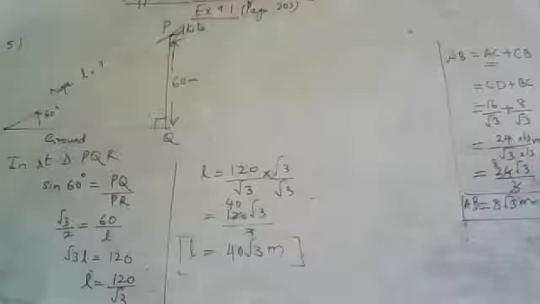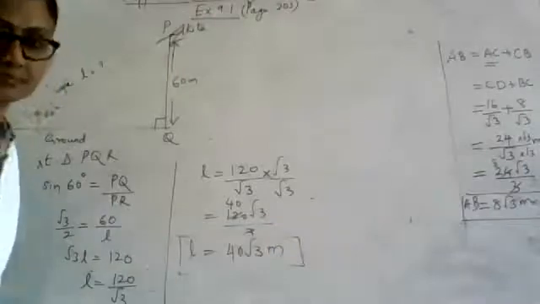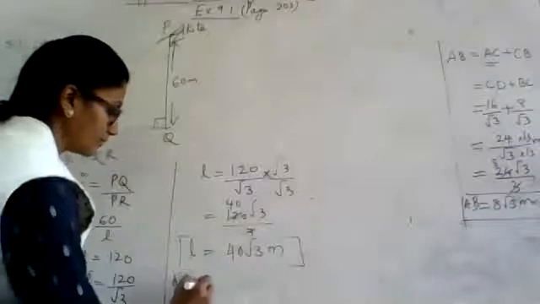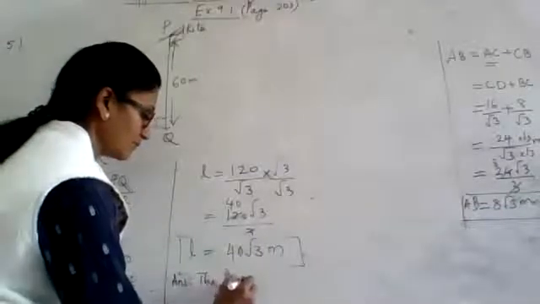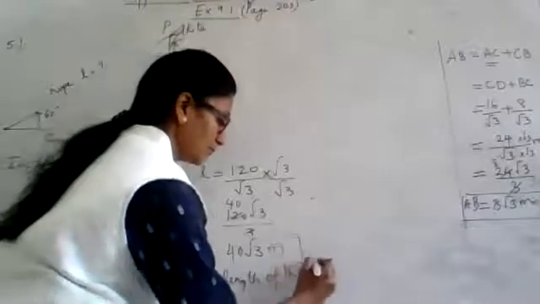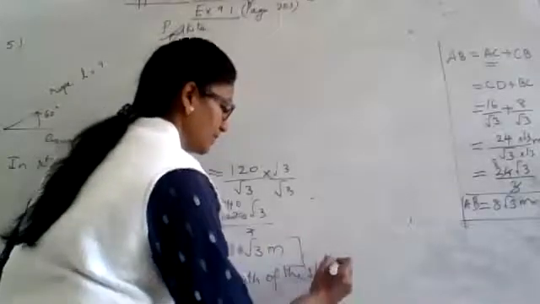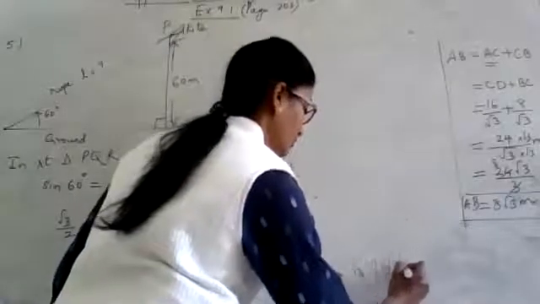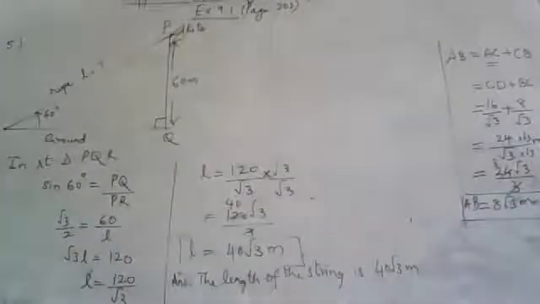Okay, so your answer you will report as: the length of the string is 40 root 3 meters. So the length of the string is 40 root 3 meters.